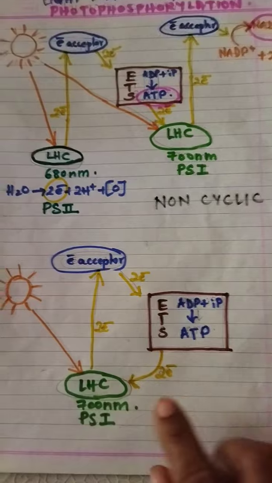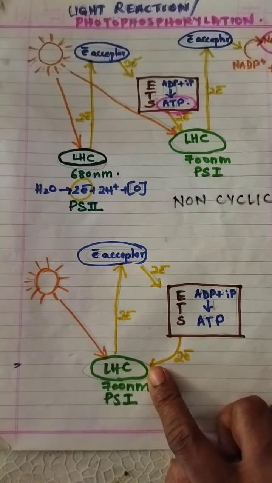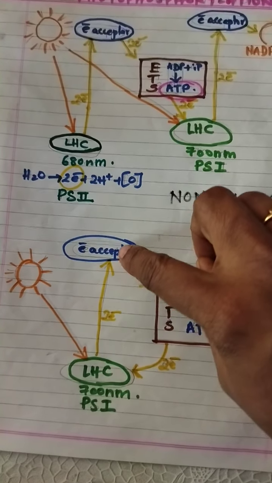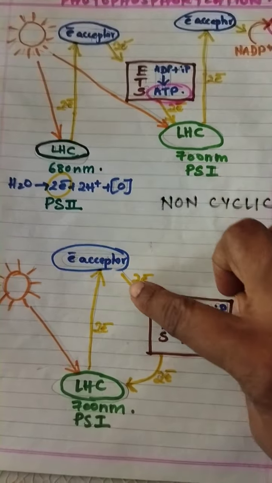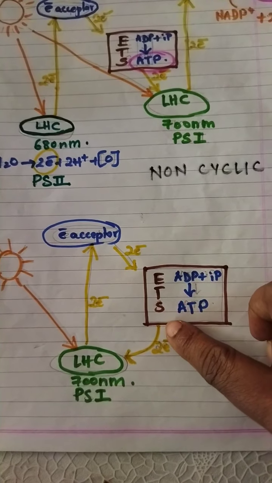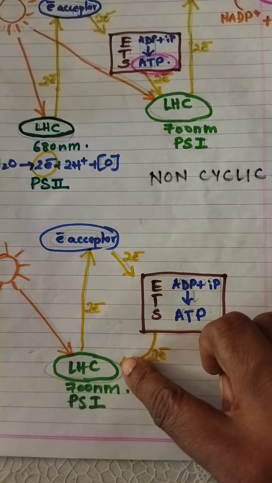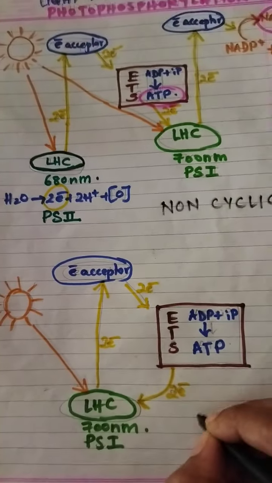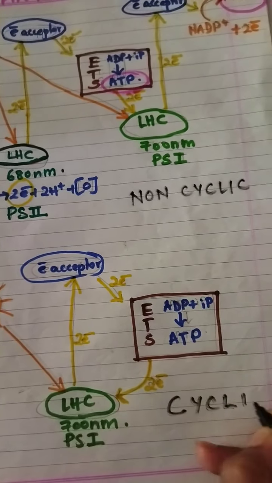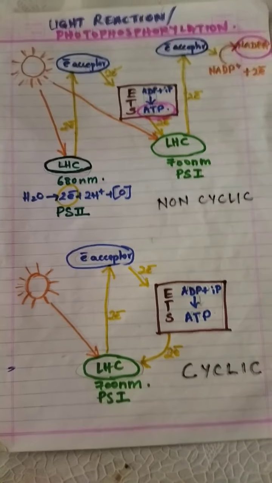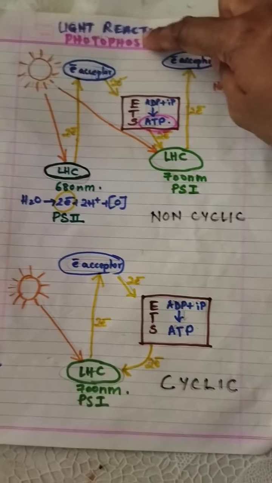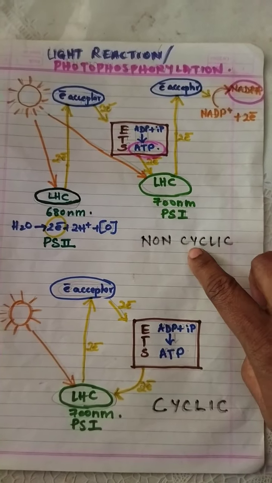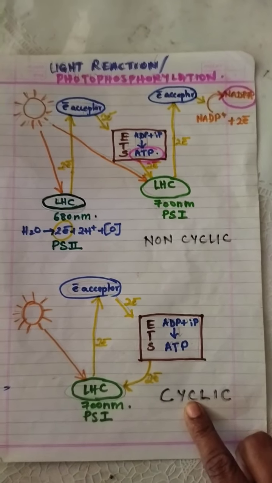And therefore, this kind of photophosphorylation which starts with photosystem 1, you can see two electrons get excited, go to the high energy state, channelize to the ETS and then return back in the ground state to photosystem 1. So this is a cyclic photophosphorylation. Okay, so we know that light reaction or photophosphorylation are of two types. It could be non-cyclic or the Z scheme, or it could be the cyclic type.